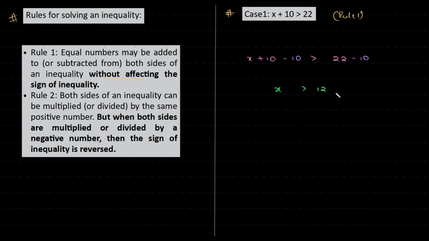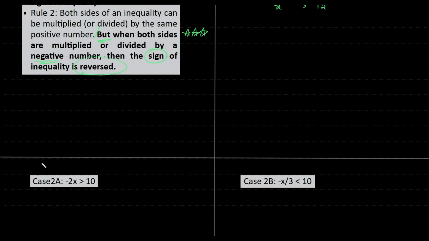So all the values which are greater than 12 are a solution. For example, 13. 13 plus 10 is 23. 23 is greater than 22. Yes. As simple as that. So rule number 1 is quite simple. Rule number 2. Both sides of an inequality can be multiplied or divided by the same positive number. But this is what is very important. I'll give it a star before reading it. When both sides are multiplied or divided by a negative number, the sign of the inequality is reversed. Okay. For that, I have 2 examples over here.